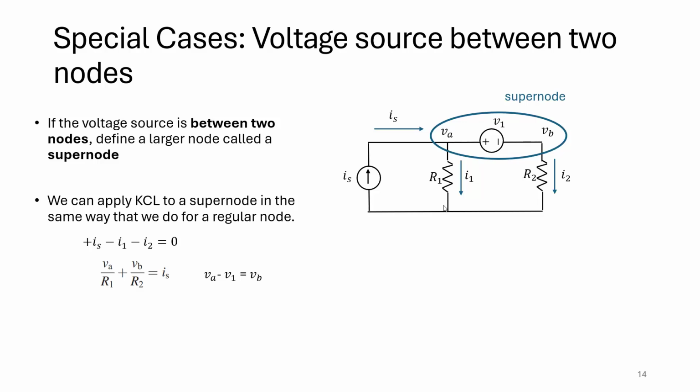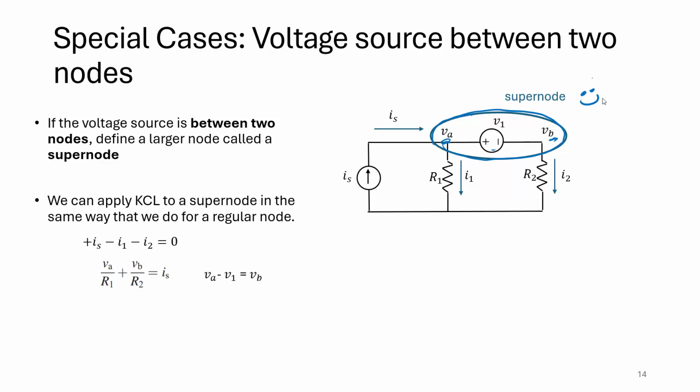Our next special case is when we have a voltage source between two nodes. This is a special case where you actually want to create a larger node called a supernode. So in this case, as noted here, we define the supernode to be this whole area. It's basically the two nodes plus the voltage source between them. And here's the trick. When you have a supernode, you should be happy because it tells you immediately two things that you need to do.